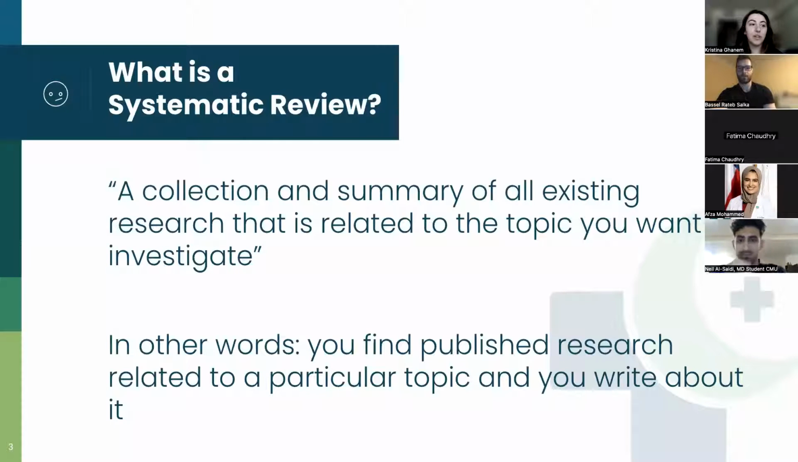Okay, so essentially a systematic review is a collection and summary of all existing research, published or unpublished, that's related to a topic you want to investigate. So basically, in a very easy to understand, digestible way, a systematic review is essentially a book report on a specific topic of your own choosing.